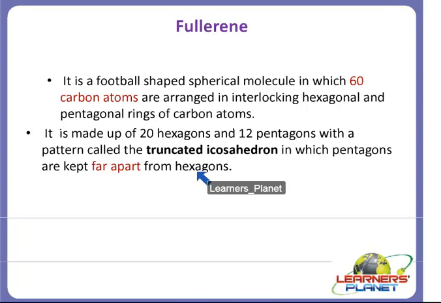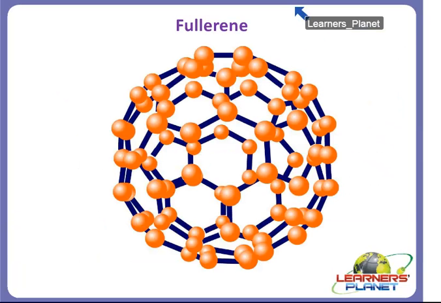Okay. Now in this truncated icosahedron, what happens? The pentagons are kept far apart from the hexagons. So what happens, children? In your truncated icosahedron, the pentagons are far apart from the hexagons. That's it. Now let's see how it looks, how it appears. It appears like this. This is the molecular structure of fullerene, children. Otherwise it resembles a soccer ball. But this is a molecular structure.